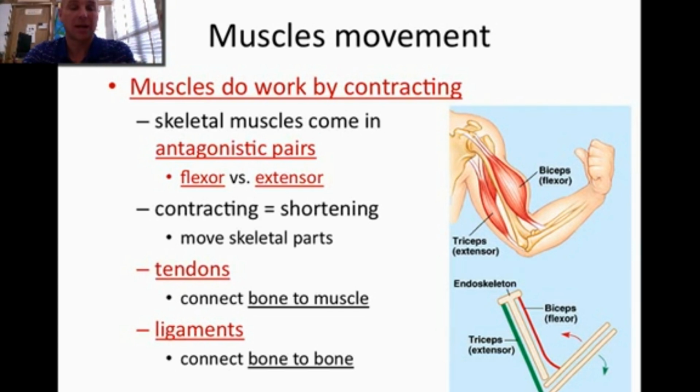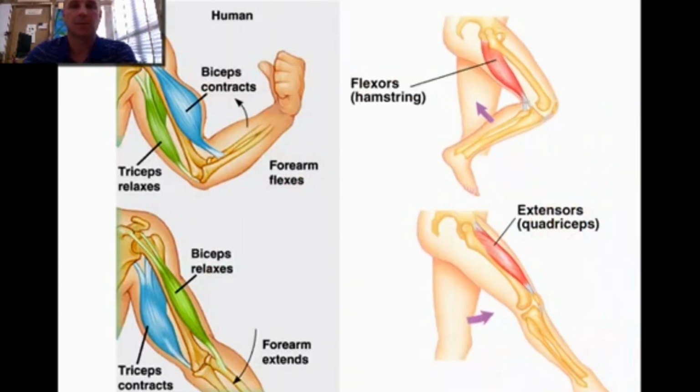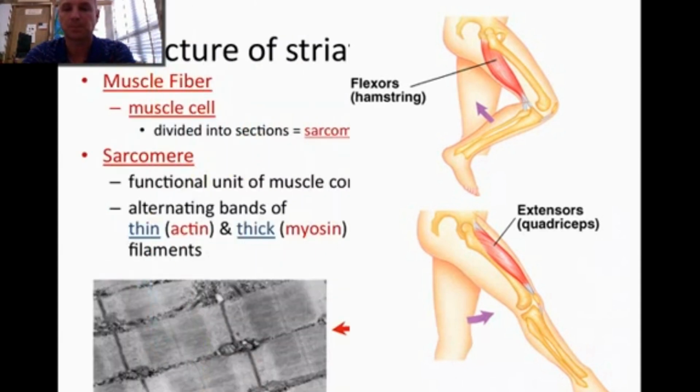There are two types of connections between muscles. You can have a connection between bone and muscle, which would be a tendon. I always think about the Achilles tendon connecting my calf muscle to my heel bone. And ligaments would be a connection between bone and bone, like your ACL. Now, if you look on this picture here, it gives you a better example of flexors are like the hamstring and extensors are like the quadriceps. So you can kind of see how that works.